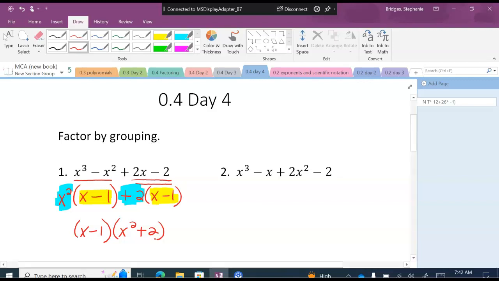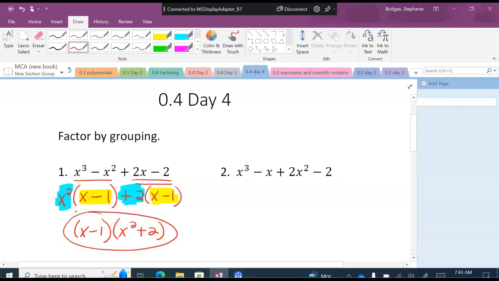In both of my parentheses, I have 2 terms. The only way we can go further with those 2 terms is if they are both perfect squares or both perfect cubes. So if I look at my first parenthesis, x minus 1, are those both perfect squares? No. Okay. If I look at my second parenthesis, x squared plus 2, are those both perfect squares or cubes? No. Okay. What that tells me is I'm done factoring. That's exactly how I leave my answer.